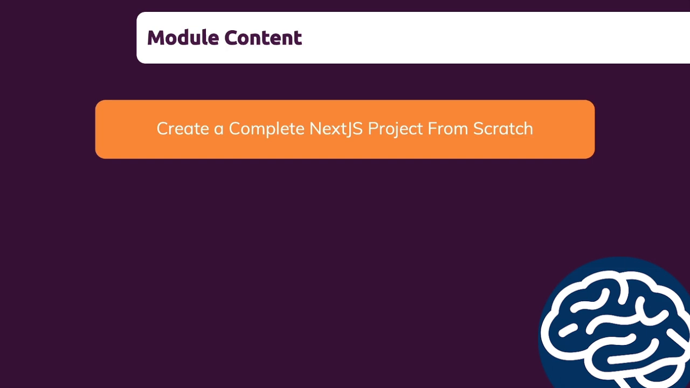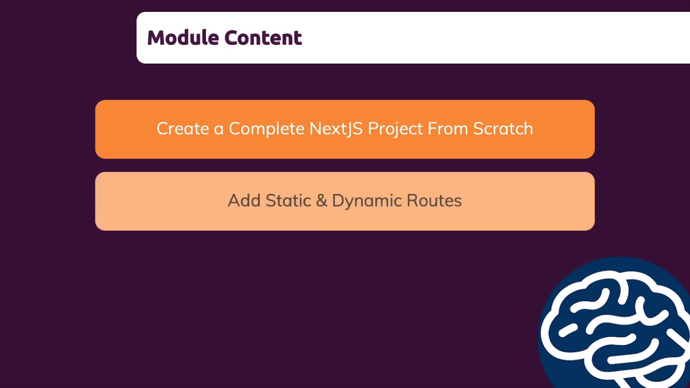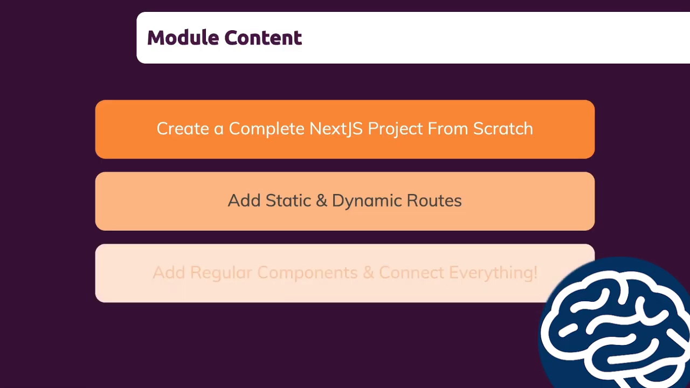We are going to add both static and dynamic routes to this project because we will need both. And we are also going to add regular React components, so non-page components to this project. Something we haven't done thus far. We didn't add normal components in the last course section. Now we are going to do that, and we are going to connect everything.